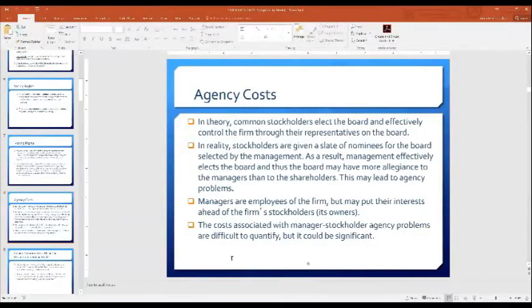So agency cost, in theory, the common stockholders elect the board and effectively control the firm through their representatives on the board. Okay. And in reality, stockholders are given a slate of nominees for the board selected by the management. So as a result, management effectively elects the board, and thus the board may have more allegiance to the managers than to the shareholders. Okay? So normally this may lead to agency problems kasi for stockholders, yun nalalaman lang natin according to theory.